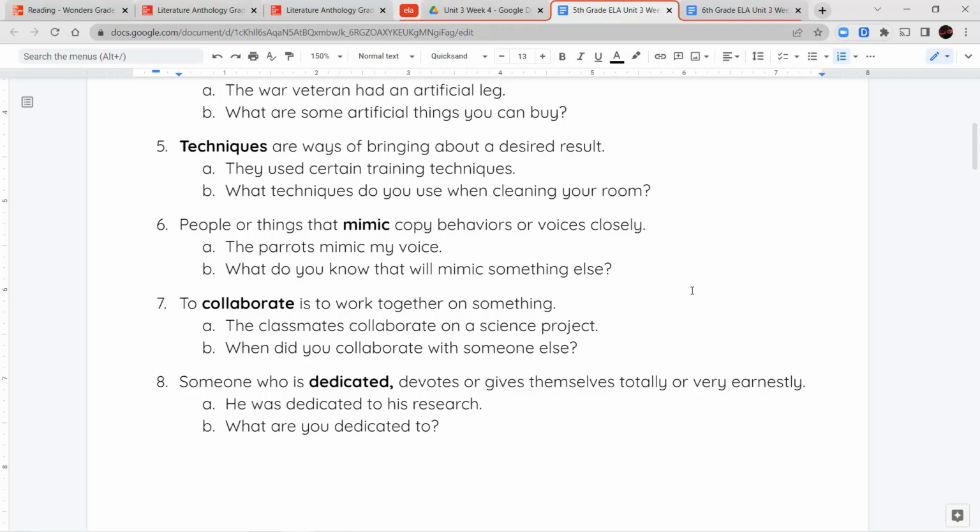Next, we have the word collaborate. Collaborate means to work together. It's just another way of saying work together. So you collaborate with your group on the group project.